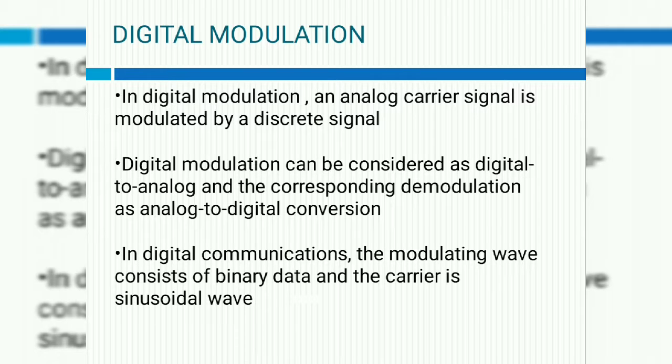Okay, so after that the carrier is continuous in nature. See here, in a digital modulation, the analog carrier signal is modulated by a discrete signal. Digital modulation can be considered as digital to analog, and the corresponding demodulation is known as analog to digital.